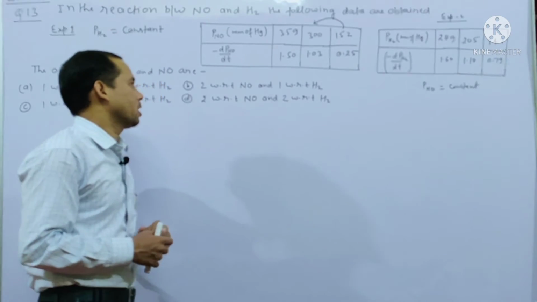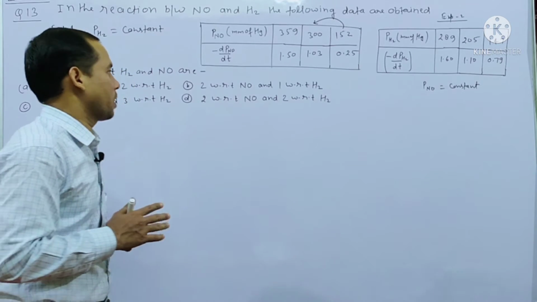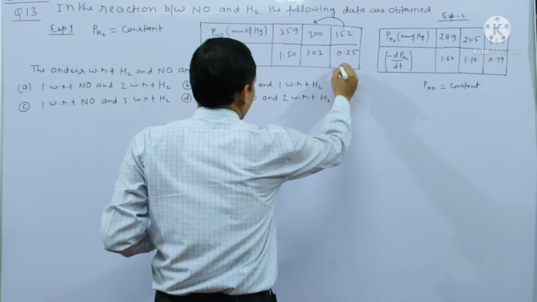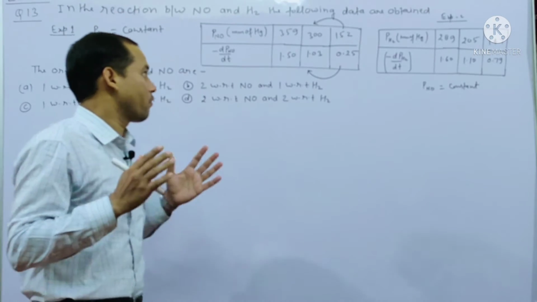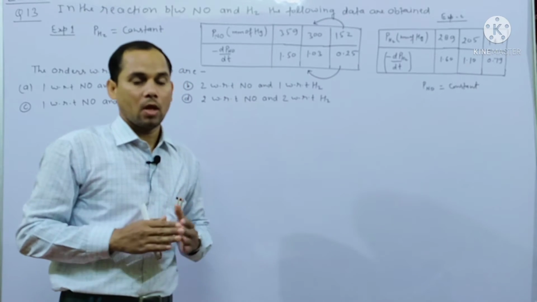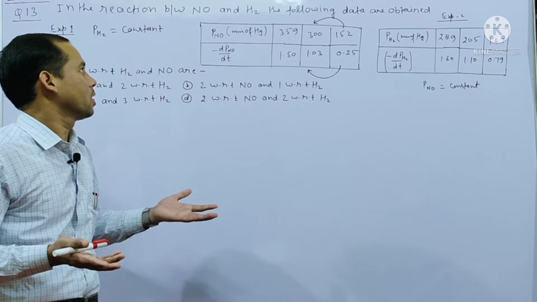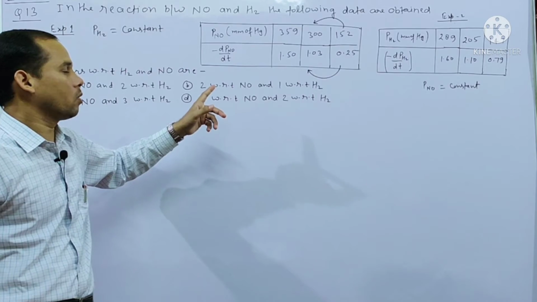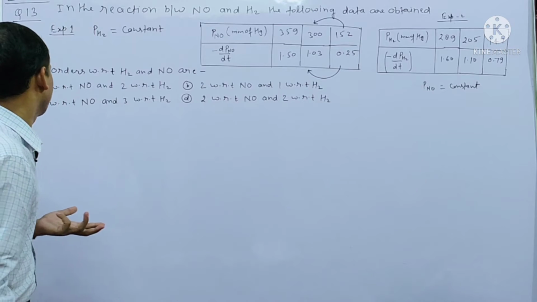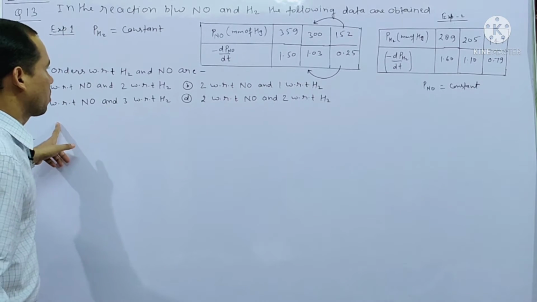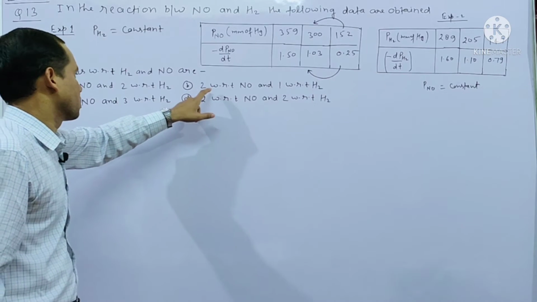So on doubling the pressure, what is the effect on the rate of reaction? On doubling the pressure, the rate of reaction becomes 4 times. So you can easily identify the order with respect to NO: it is a second order reaction with respect to NO.